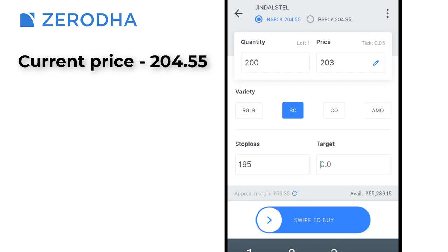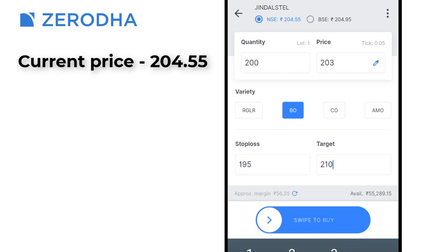Next comes target. Target is where we exit when we are in profit only, right? So when will profit happen? When the price rises, because we are entering a buy order. Then I have to keep a target. For example, I will keep 210, because the target has to be above the price at which we are entering. We are entering at 203. If you enter 201 or 200 or 202, it will not take, because take profit always comes above the entry price. That's only for a buy order.